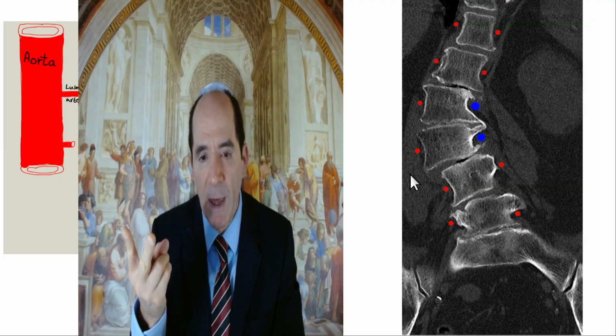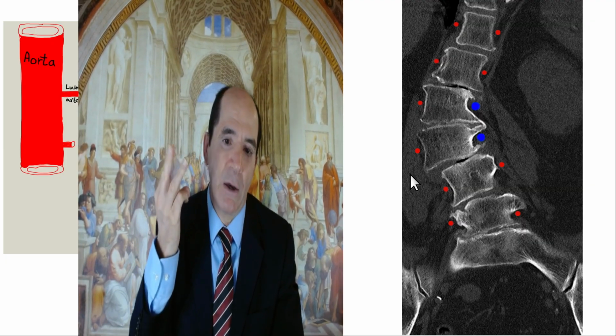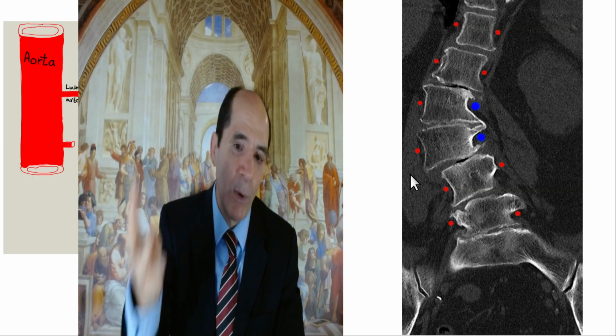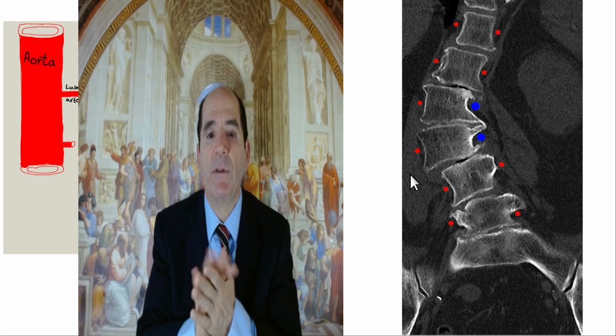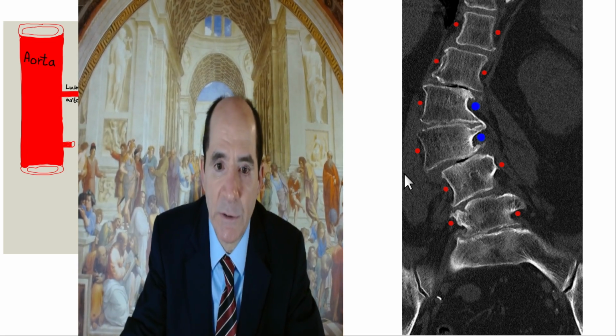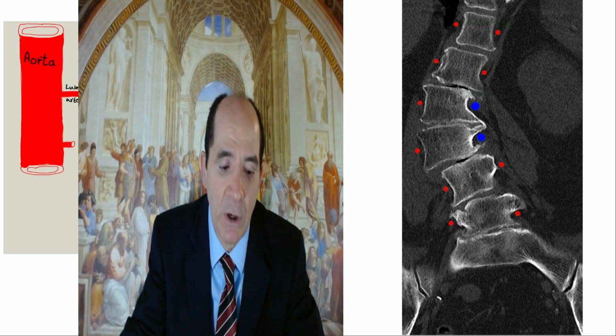DISH, diffuse idiopathic skeletal hyperostosis, okay? OPLL, ossification of the posterior longitudinal ligament. OLF, ossification of the ligamentum flavum. Baastrup's disease, fusion of the spinous processes. I'm going to show you how it's all the same thing.